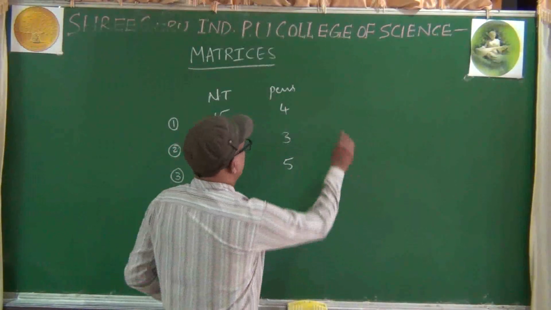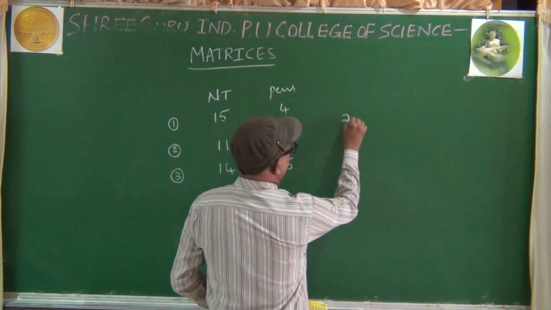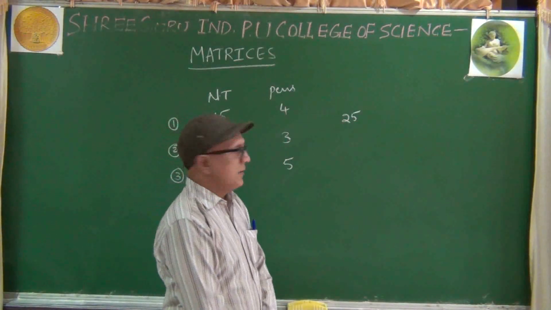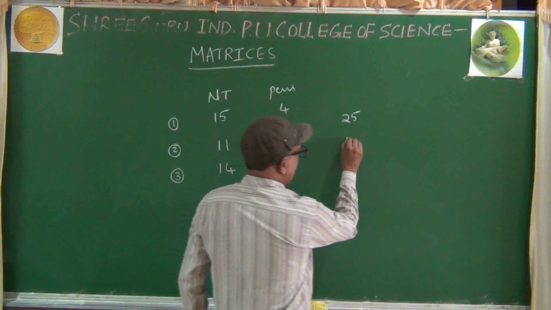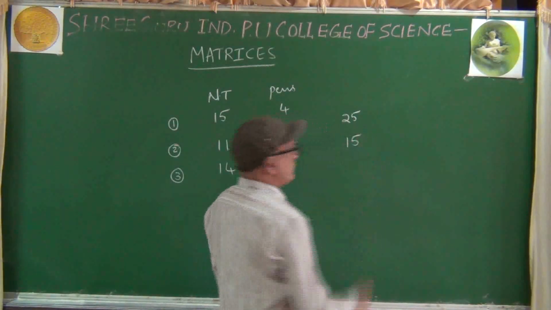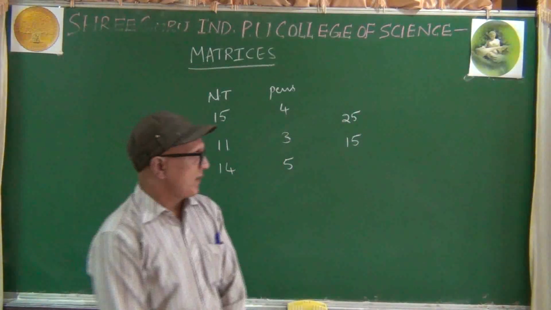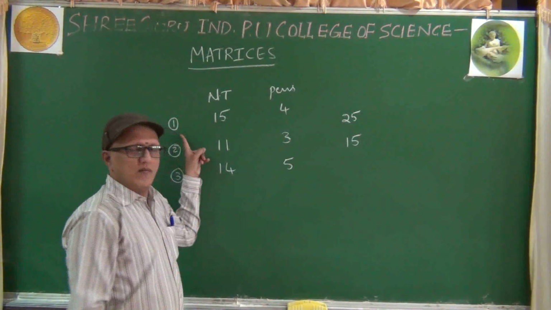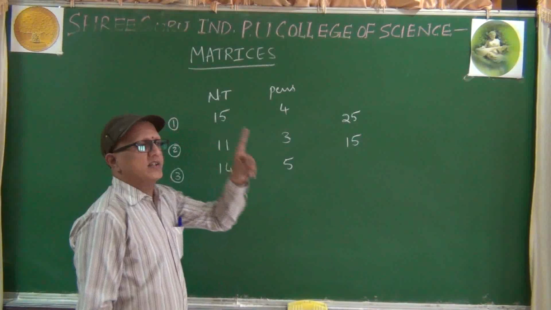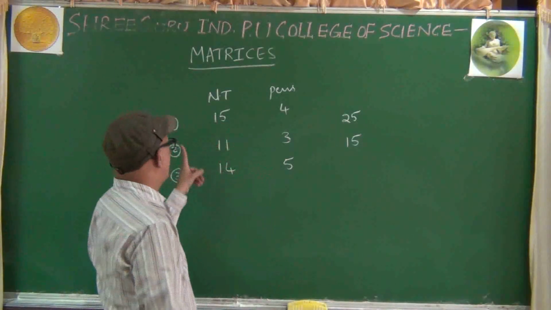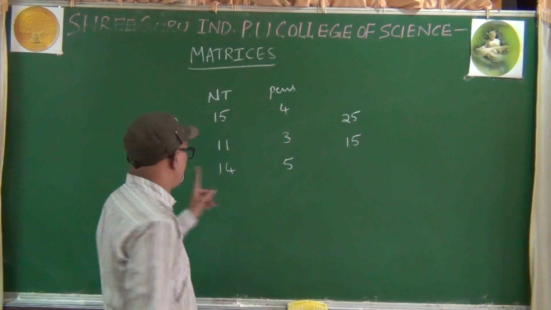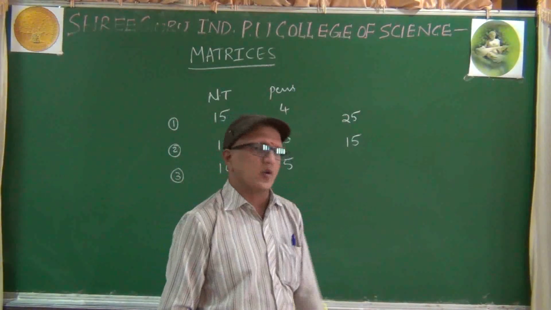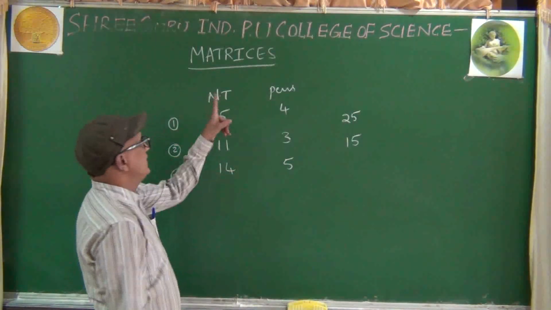For example, a notebook costs 25 rupees and a pen costs 15 rupees. Now, how much amount should roll number 1 pay? How much should roll number 2 pay? How much should roll number 3 pay? Don't calculate, listen first.